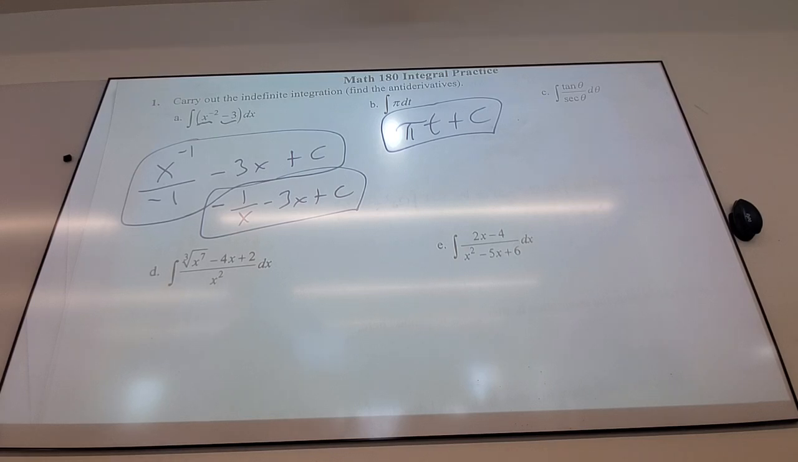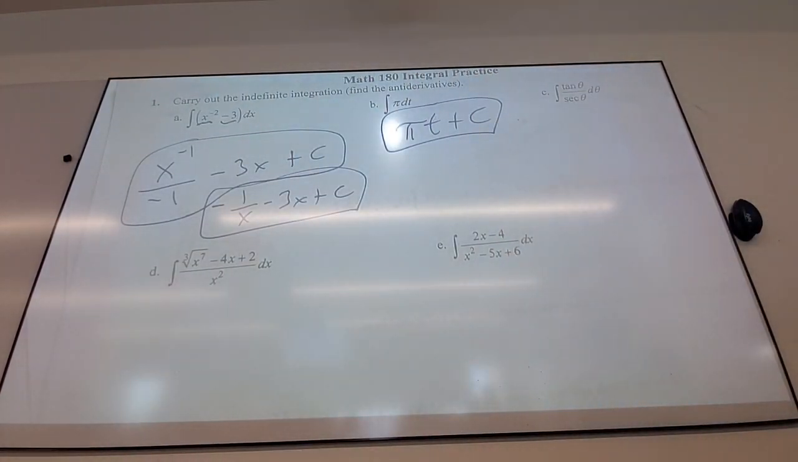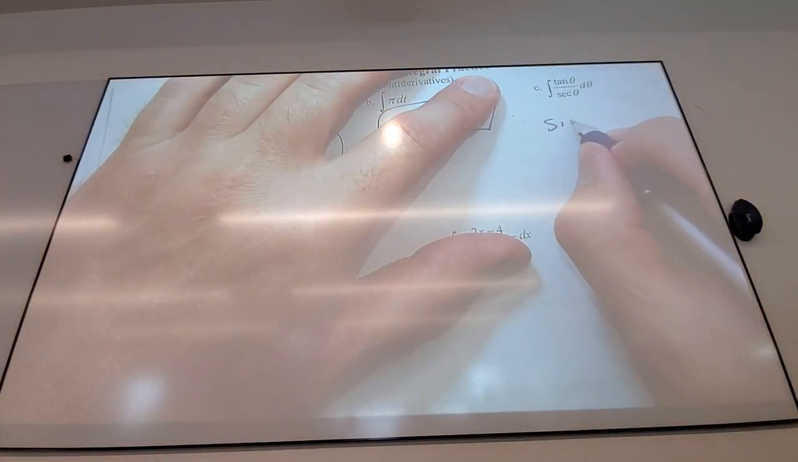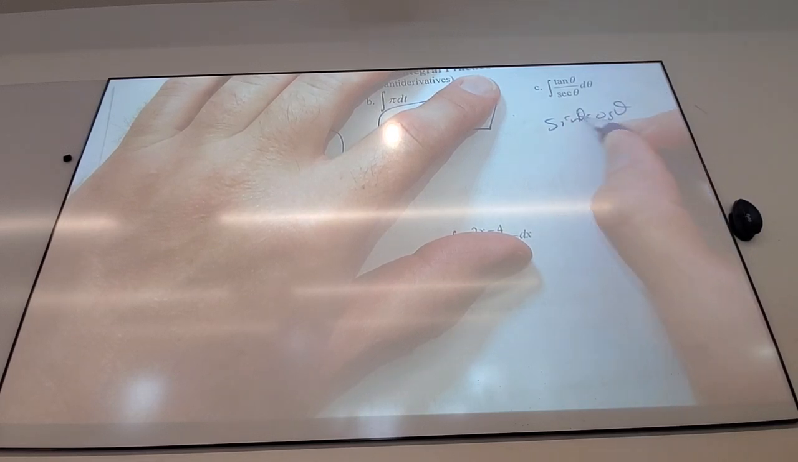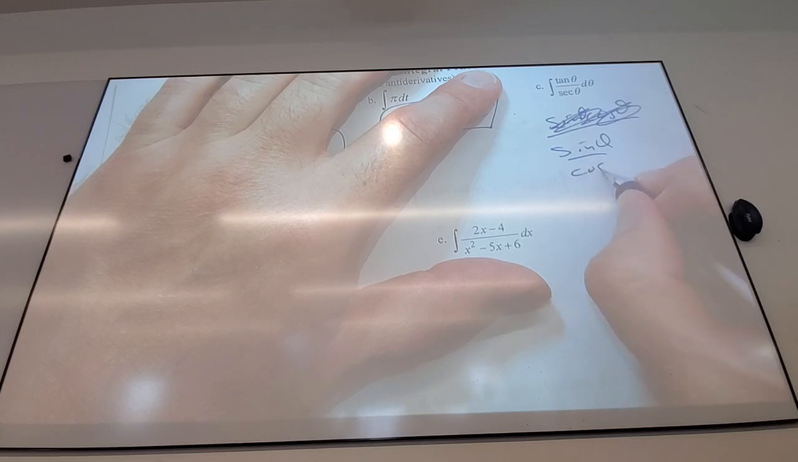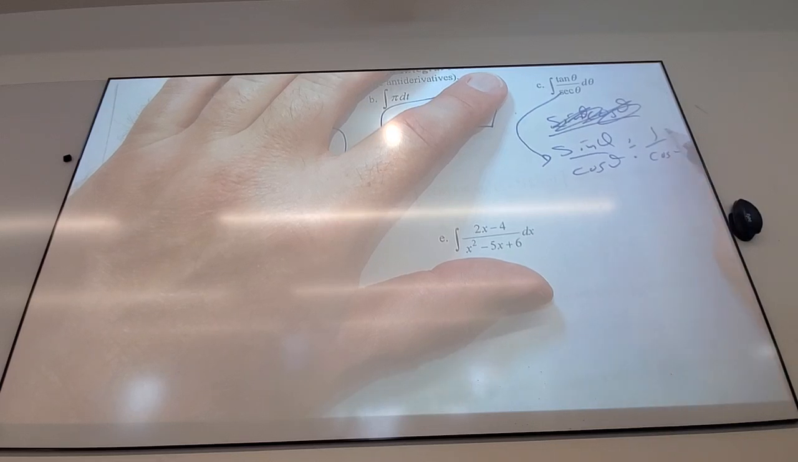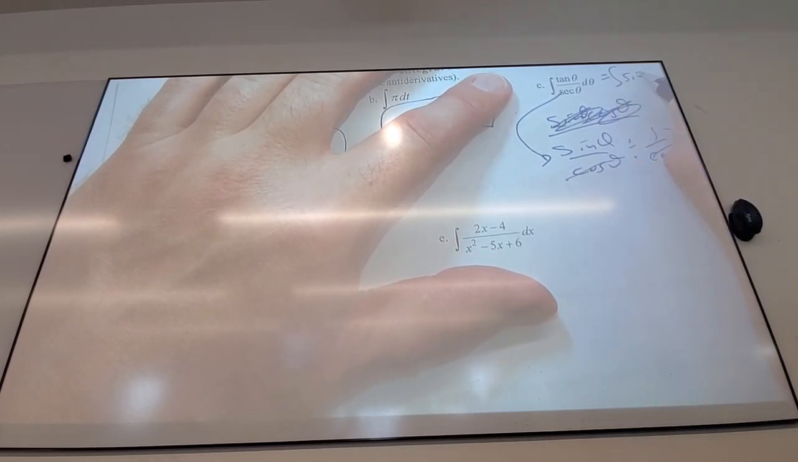So what about part C? Who got part C simplified? So you could simplify it to cosine theta because you would do sine over cosine. All right, let's do this. Sine over cosine, and then divided by 1 over cosine. So I multiply with the reciprocal, the cosines cancel, and I get sine. So this becomes the integral of sine theta, which is negative cosine. Good. Negative cosine theta plus c.